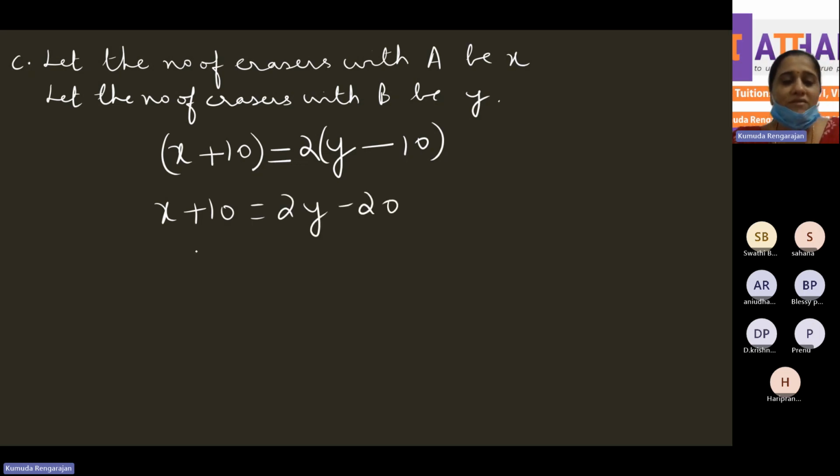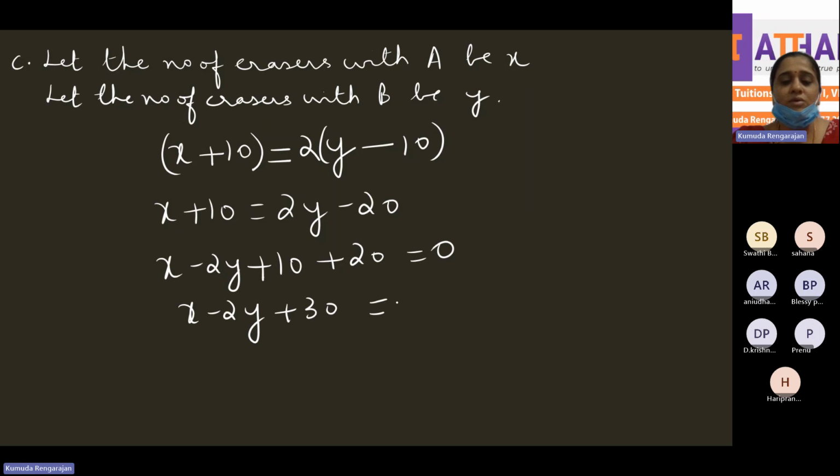Bring everybody to the left hand side. So X minus 2Y plus 10 plus 20 is equal to 0. So finally, we have X minus 2Y plus 30 is equal to 0 in the standard form. Please write down this.